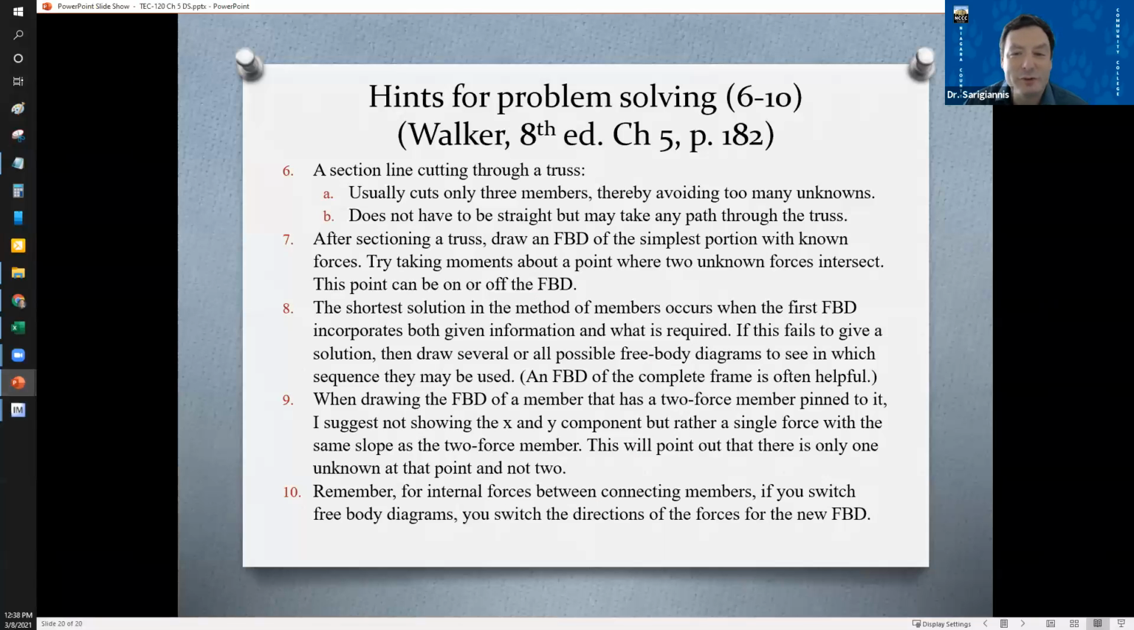Probably good. This is a good review too. Let's see. Section in a truss. That's what we just covered.